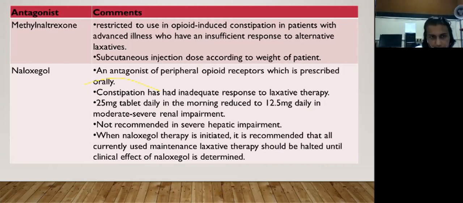I've mentioned the two doses there. I'm not very sure whether it's available; I haven't used it in India, but it's given there. So if it's available, you can use it. Methylnaltrexone is restricted to use in opioid-induced constipation patients with advanced illness, and we give it as a subcutaneous injection according to the weight of the patient. Naloxegol is again the same thing. It's a tablet, 25 milligrams daily in the morning, reduced to 12.5 milligrams in moderate to severe renal impairment. It's not recommended in severe hepatic impairment. What this suggests is that when you put the patient on naloxegol, you have to stop the maintenance laxative therapy until the clinical effect of naloxegol is determined. Next slide, please.